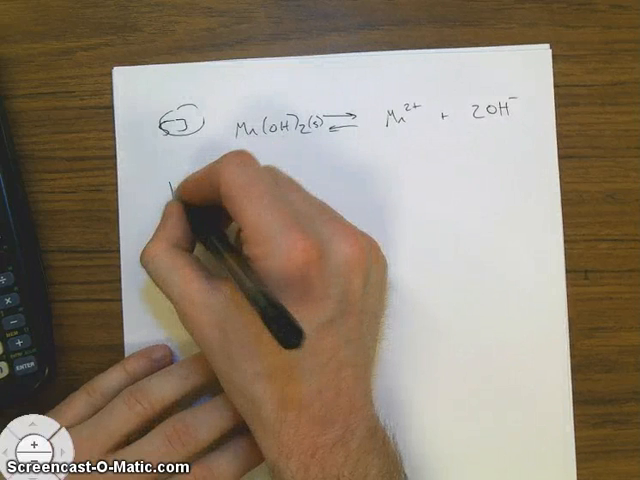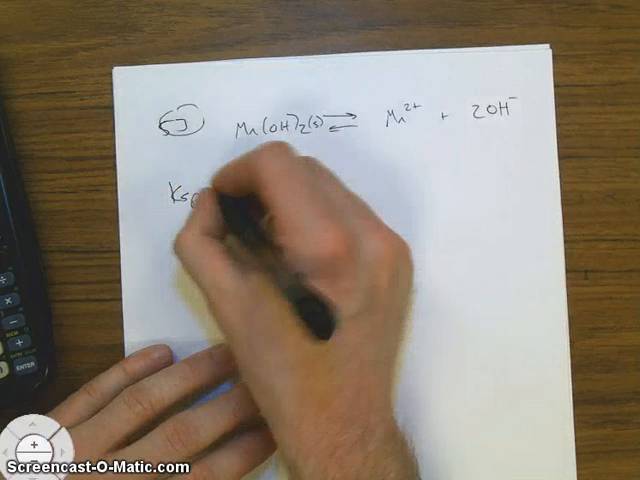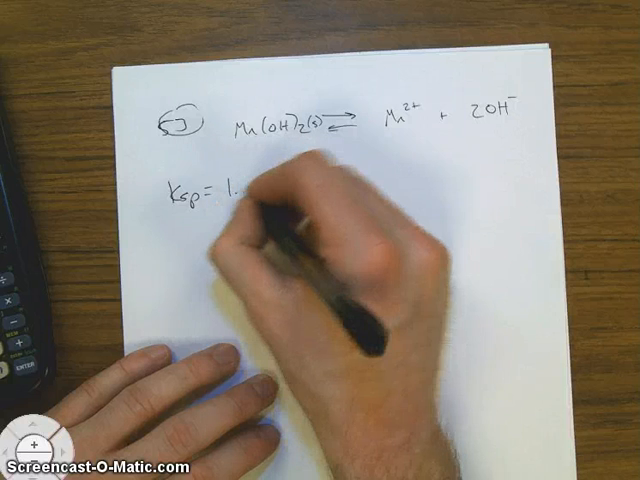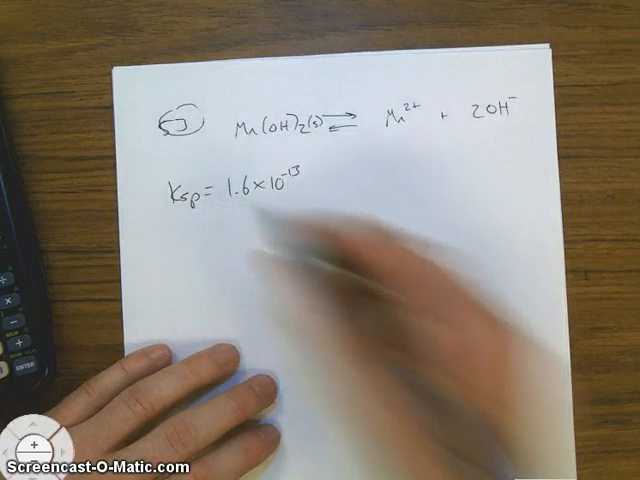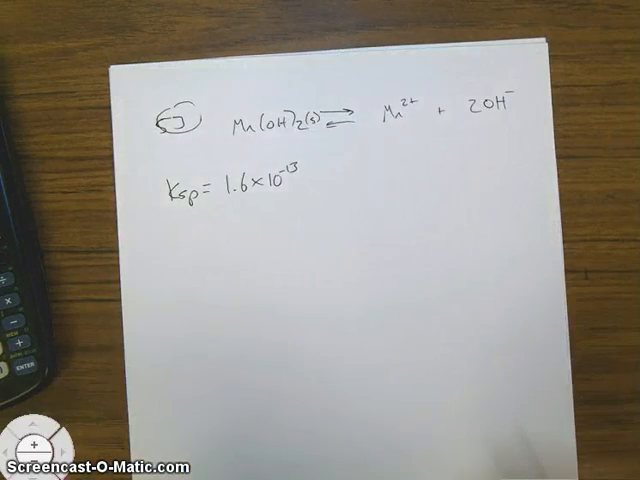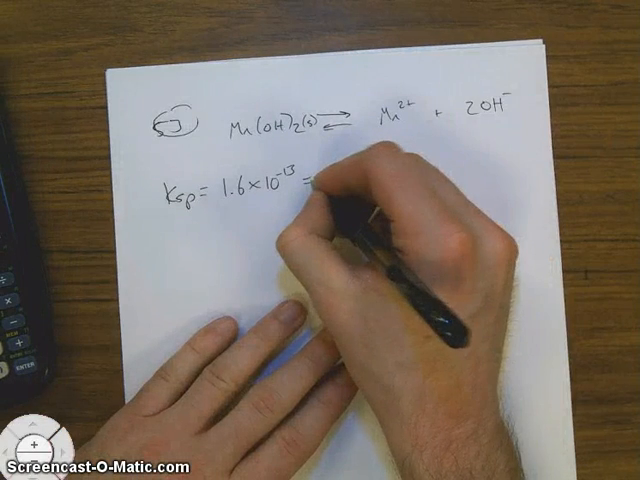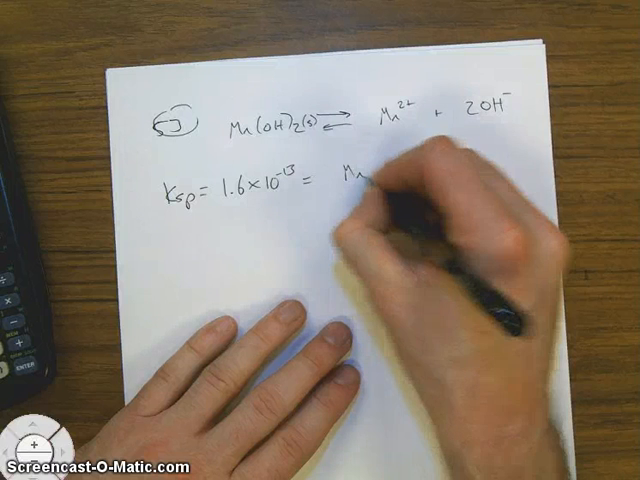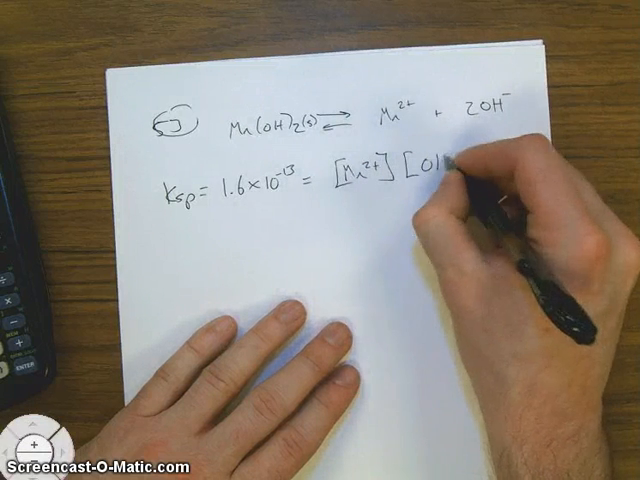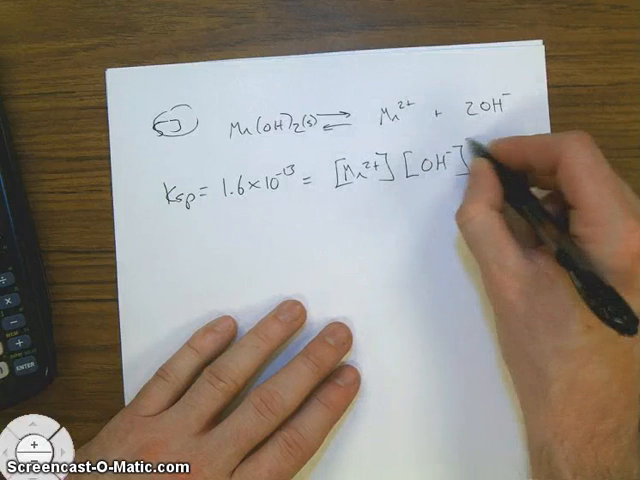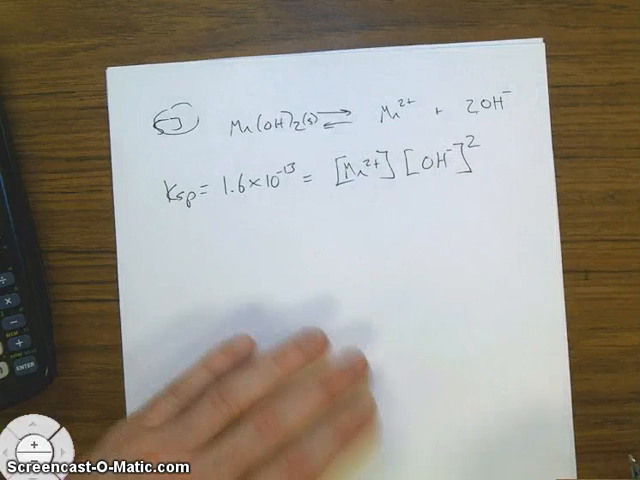Let me write Ksp. Remember, I've got to look up the Ksp for this like I did in the last problem. 1.6 times 10 to the negative 13th. I got that from the appendix in the back. I believe it's Appendix D. And it's going to be equal to Mn2+, concentration of manganese, times the concentration of hydroxide, but now I have to put it to the power of 2 because there's a coefficient in front.